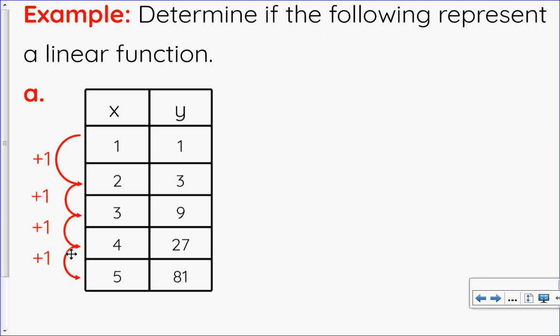Let's look within my dependent variable. So I'm going 1 and then 3, plus 2. 3 to 9 is plus 6, plus 18, plus 54. I do not have a constant rate of change within my dependent variable. This is not a linear function.